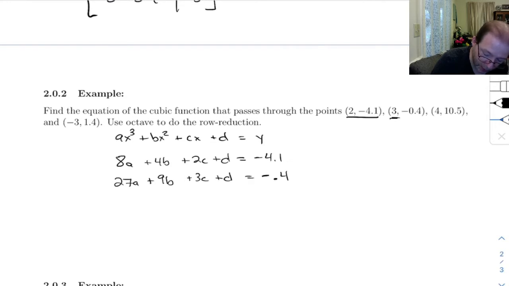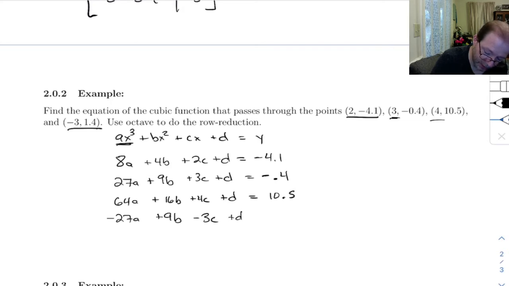For 4, let's see, 4 cubed is 64. Is that right? Yeah, 4 times 4 is 16, times 4 is 64. So you get 64a plus 4 squared is 16, plus 4c plus d equals 10.5. Then for negative 3, negative 3 cubed is going to be negative 27. Negative 3 squared is plus 9, minus 3c plus d equals 1.4.